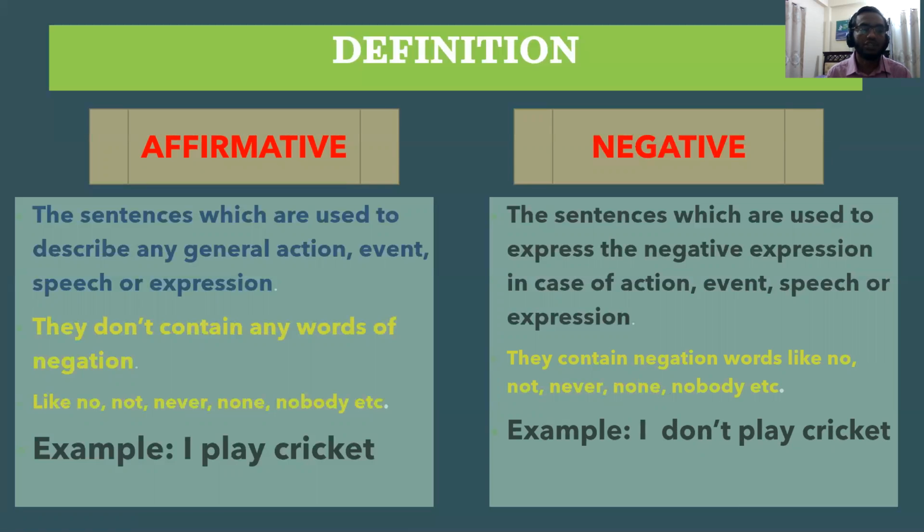In affirmative, there is no scope to use negation words like no, not, never, none, nobody. On the other side, in negative sentences, we can use no, never, none, not, nobody, etc. And the example is given here. I play cricket is the affirmative sentence, and I don't play cricket is the negative sentence. Okay? Can you understand? Can I go next? Okay, fine.